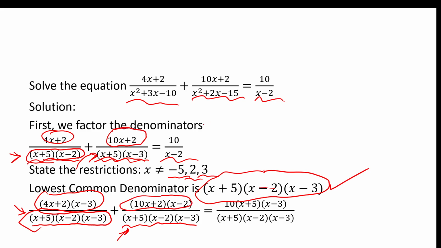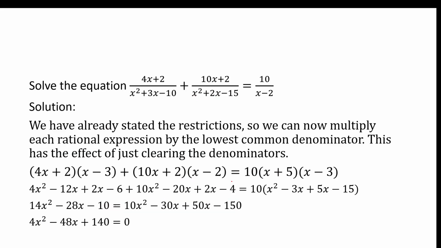And finally, this last denominator was x minus 2. Now it's (x plus 5)(x minus 2)(x minus 3). What did we multiply that by? The answer is (x plus 5)(x minus 3). So what are we going to multiply 10 by? (x plus 5) and (x minus 3), which we've done, and now that's in our numerator. Okay, so that's our whole long expression.